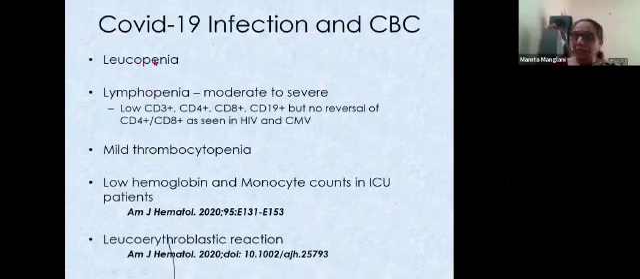In fact, neutrophils are nearly always normal. And lymphopenia can be moderate to severe. The severer the lymphopenia, the severer the clinical manifestation and chances of ICU admission.